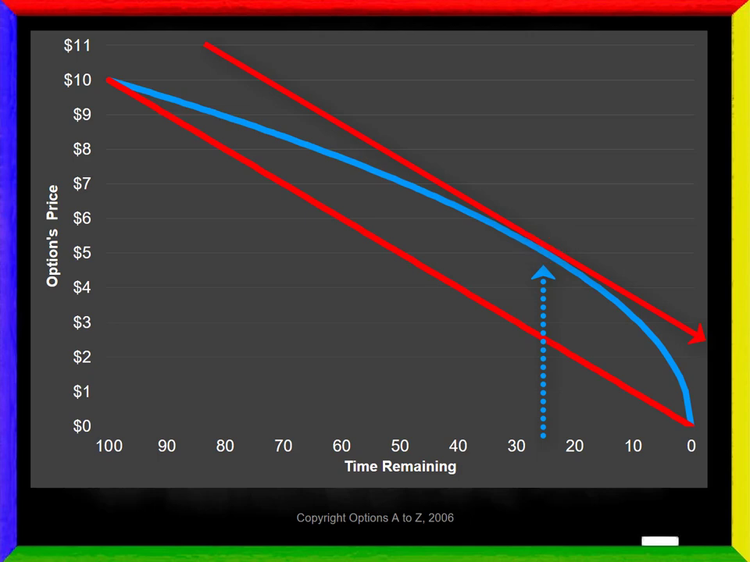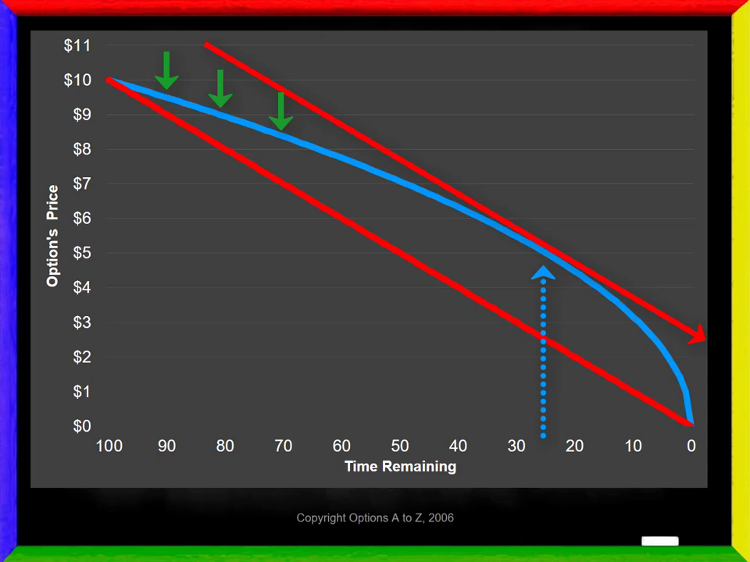Now take a look to the left side of this 25% mark. You'll see that the option's price decays slower in this region. In other words, the blue curve is relatively flatter than the red. Think of the red and blue curves as snow ski slopes. And you can see that if you were here on the blue curve, you'd travel at a slower pace. And that's exactly what the graph shows.